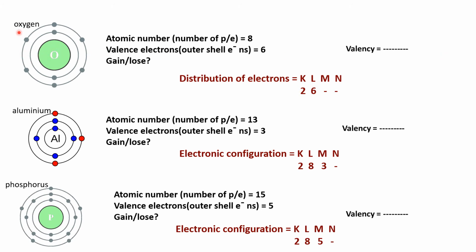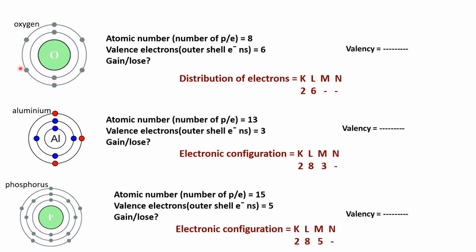Oxygen, and it's represented by the symbol O. Atomic number of oxygen is 8. You studied atomic mass is 16, but this is the atomic number, the number of protons or number of electrons. So 8 electrons are revolving around the nucleus, 2 in the K shell and 6 are in the L shell. So gain or lose? While seeing the valency, we have to see the valence electrons.